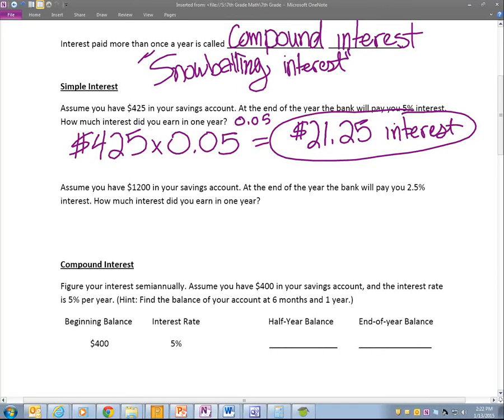$21.25 interest. All right. So that is it. The question asked us how much interest we are getting paid that year. But if we wanted to find out the balance, what would it be? You should be able to do that in your head. $446.25 would be your balance for doing nothing other than just having your money sit in the bank. Okay? All right, let's do another example.